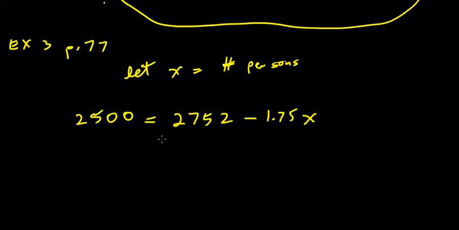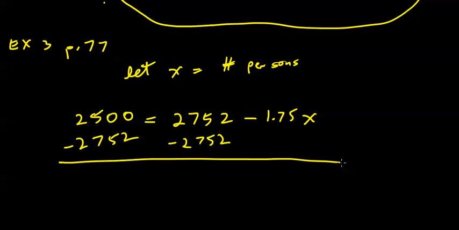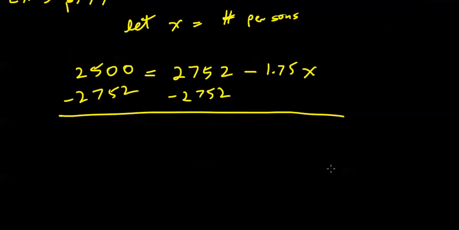I'm going to subtract 2,752 from each side. Of course, that cancels out on the right. And I'll get 2,500 minus 2,752. Of course, that's negative 252 left, equaling minus 1.75x, where x is the number of persons participating.